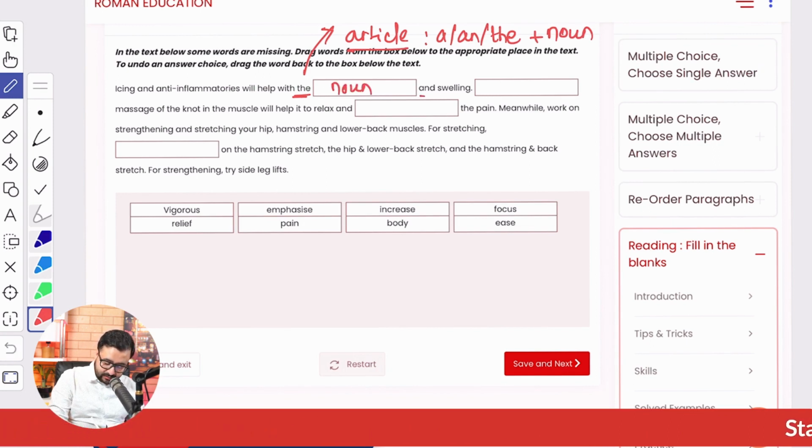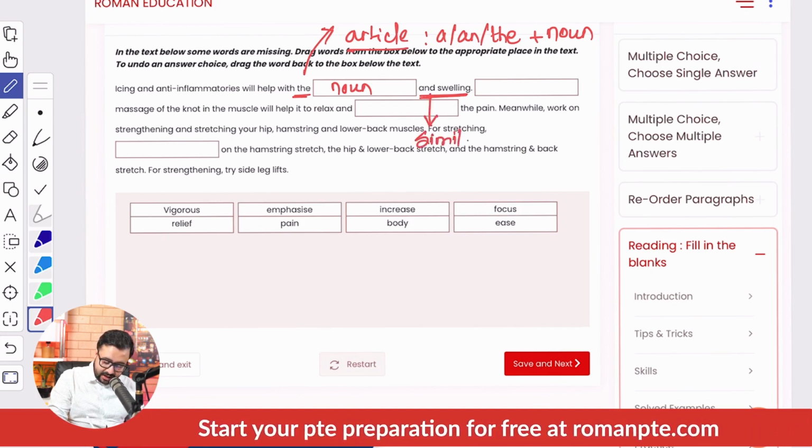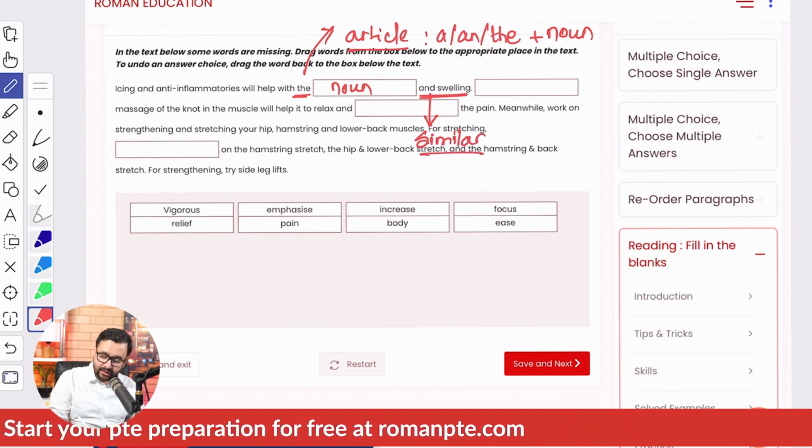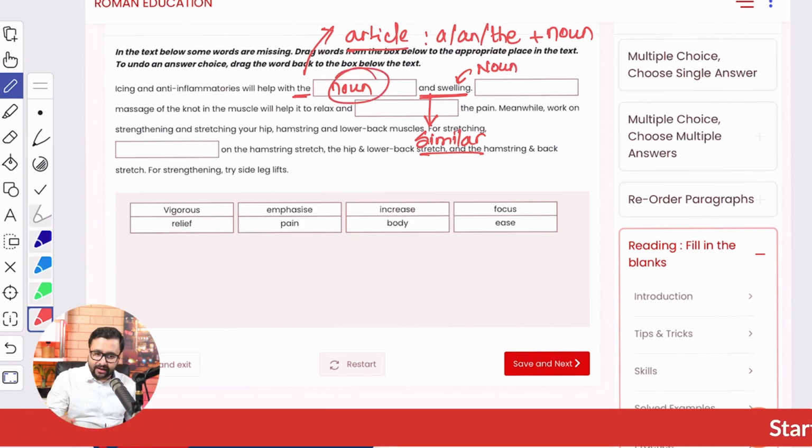Not just that, we have "and swelling." And always connects similar words. That means nouns with nouns, verbs with verbs, and so on. And because swelling is a noun, that means this missing word is a noun. So grammatically now we know we are looking for a noun.